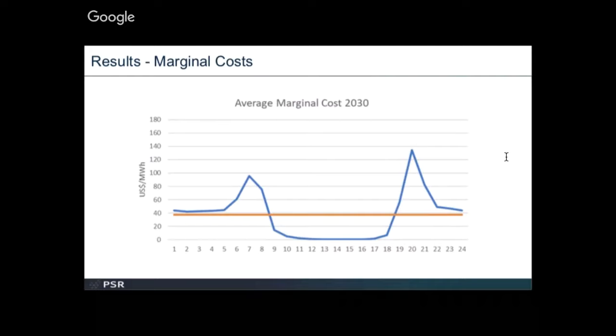And here, just to show some marginal cost results of the Chilean system. At PSR, we usually call this expansion marginal cost and not operating marginal cost, because it comes from an expansion planning model.